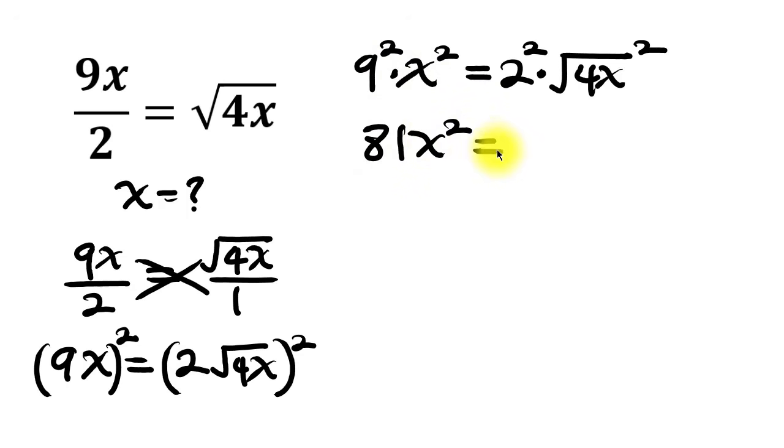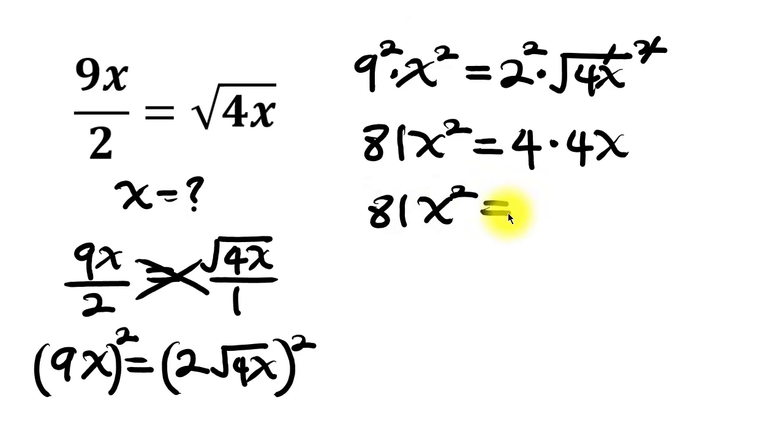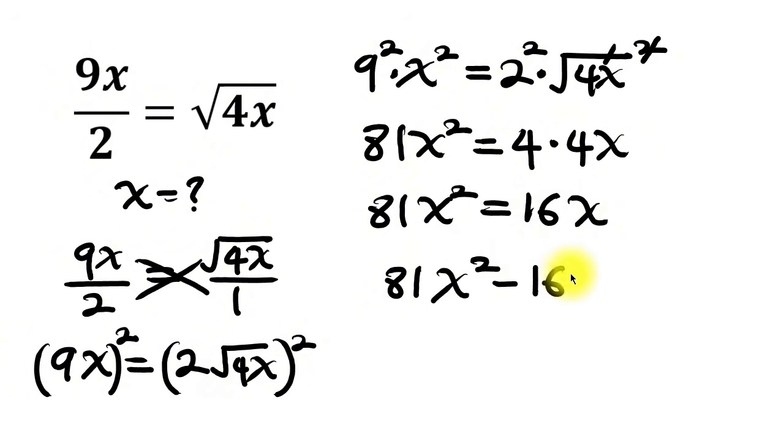This is equal to 2 squared is 4 times. Now notice that this square cancels out the square root, so we are left with 4x. So times 4x. Very good. So simplifying further, we have 81x squared to be equal to 4 times 4x is 16x. Very good. Now let's move everything to one side. We have 81x squared. As 16x crosses to the left, it becomes minus 16x. And this is equal to 0.